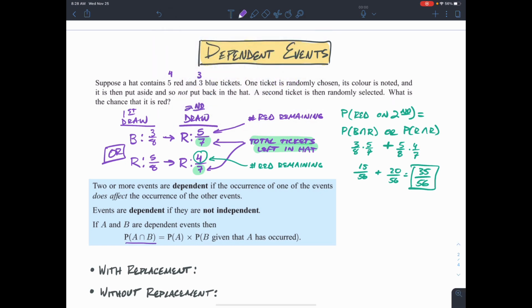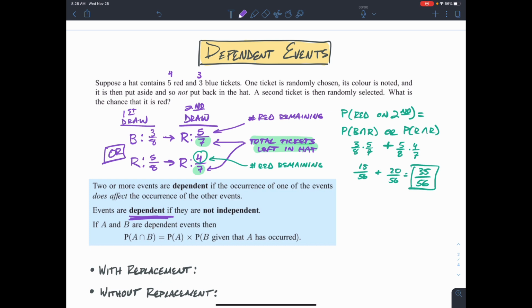The probability of A and B, if they are dependent events, is the probability of A times the probability of B given that A has occurred. So here we're seeing whatever happened with A, whatever happened with our first event, it might have changed, or it has changed something for our second event. So we say that it's the probability of B given that A has occurred, because that's going to make some kind of change.